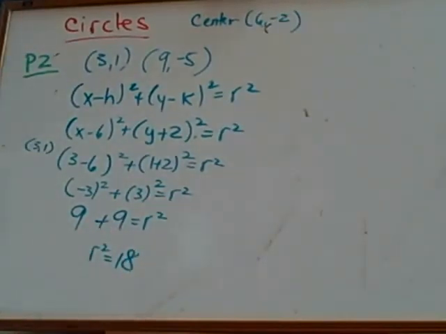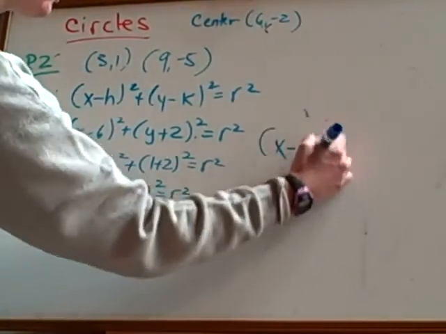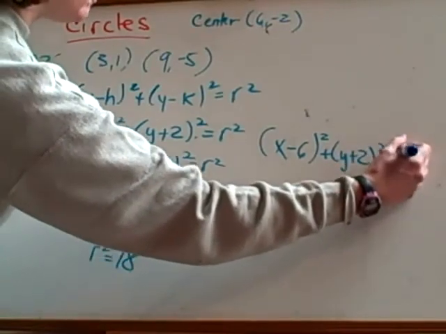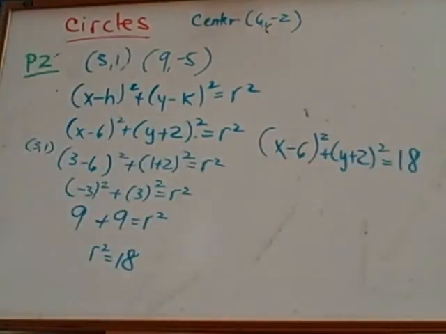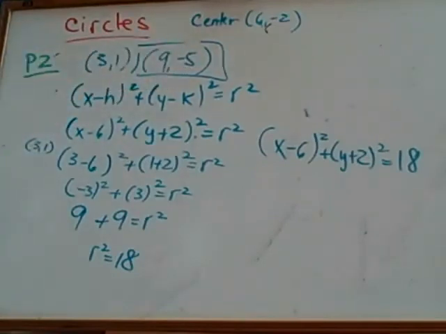I don't have to find the square root of r because in my equation up here, it says equals r squared. My final equation of the circle looks like x minus 6 quantity squared plus y plus 2 quantity squared equals 18. Now, if you want to check, you can plug in the other point, 9, negative 5, solve for r squared, and you're going to get the same thing. You could have picked either one. Go ahead and pause it for us.